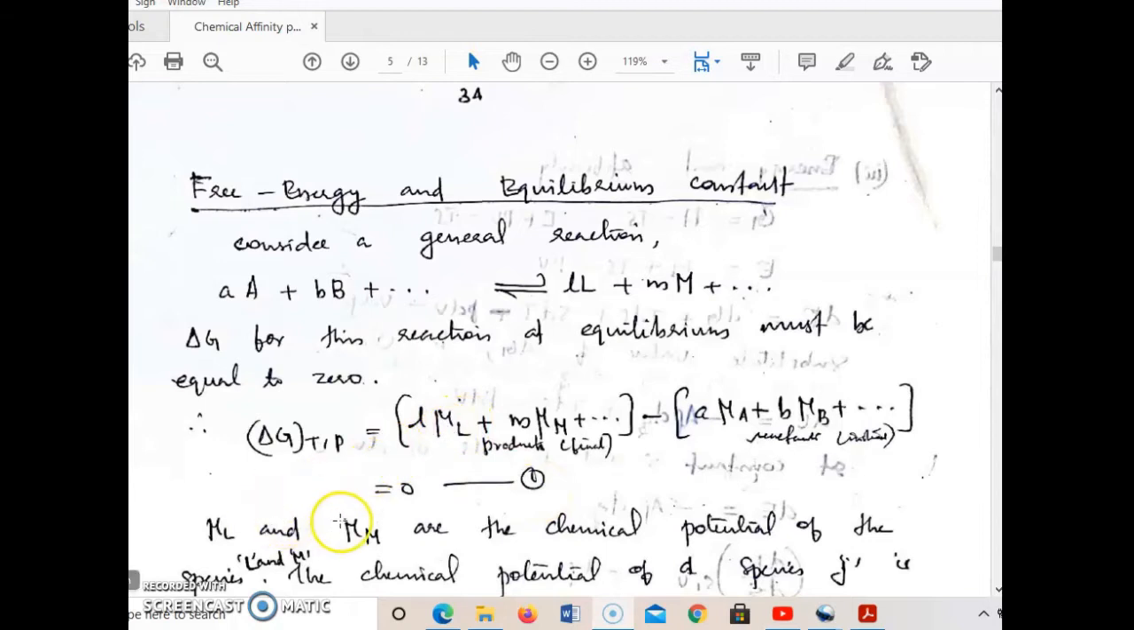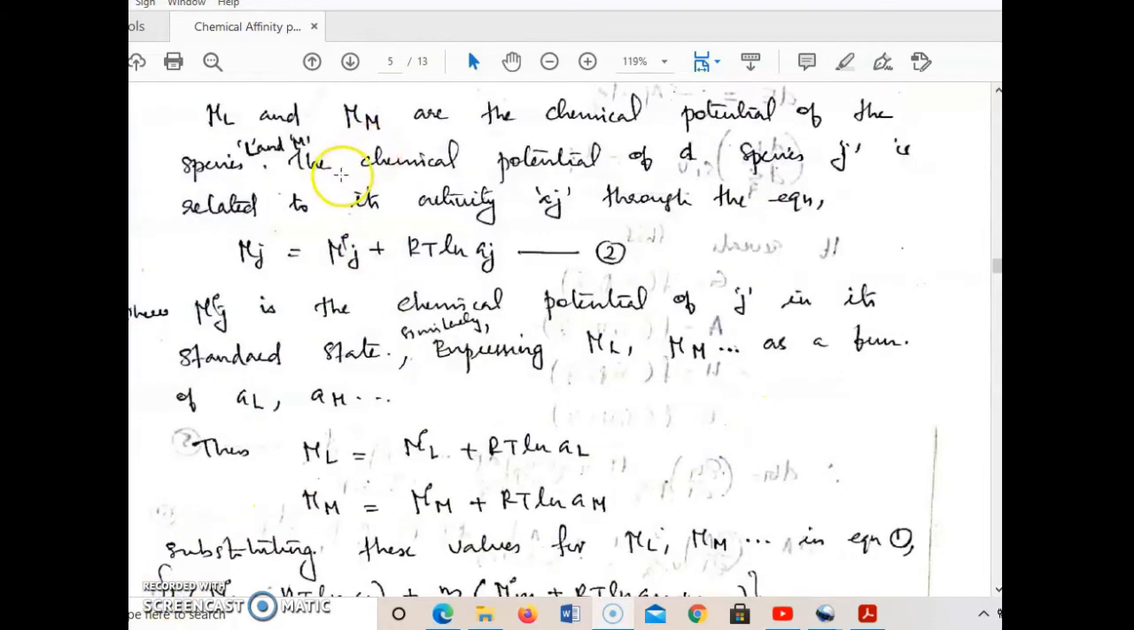We know here mu L and mu M are the chemical potentials of the species L and M, and mu A and mu B are the chemical potentials of the reactants A and B. And we know the chemical potential of a species, say J or any species, can be related to its activity a_J by the equation mu J is equal to mu 0 J plus RT ln a_J. We have learned this equation when we studied about activity, right? Let that be equation 2.